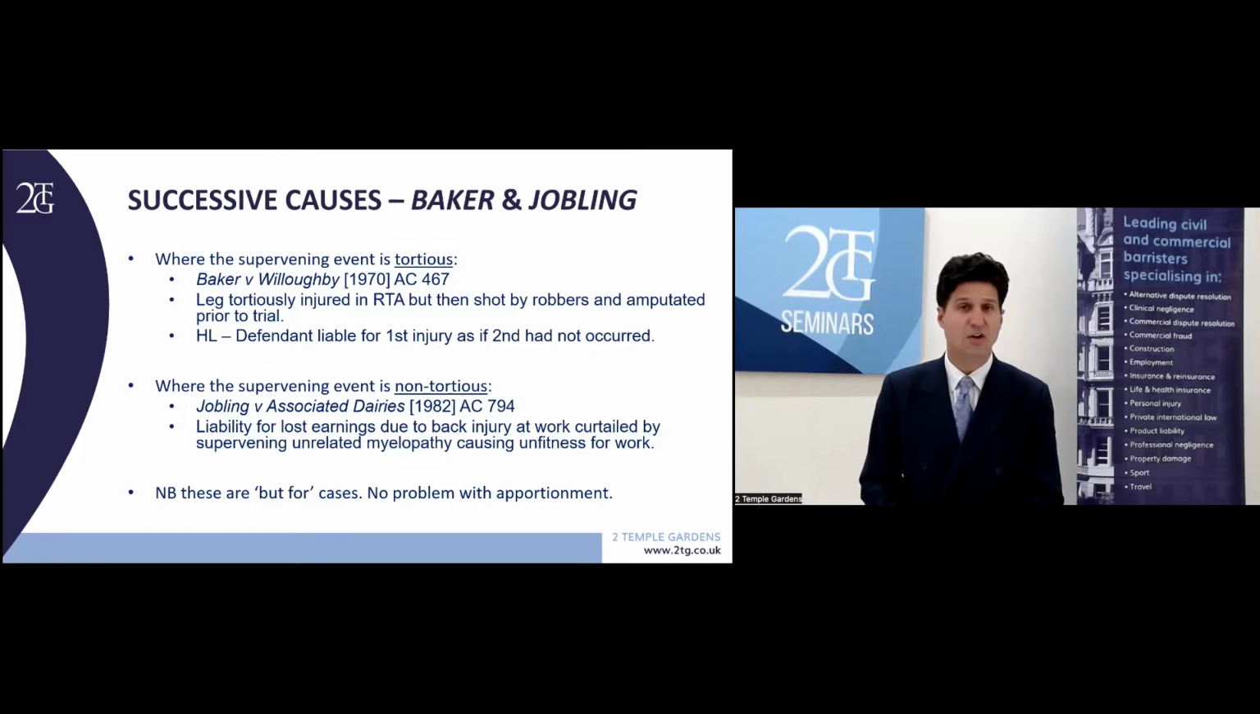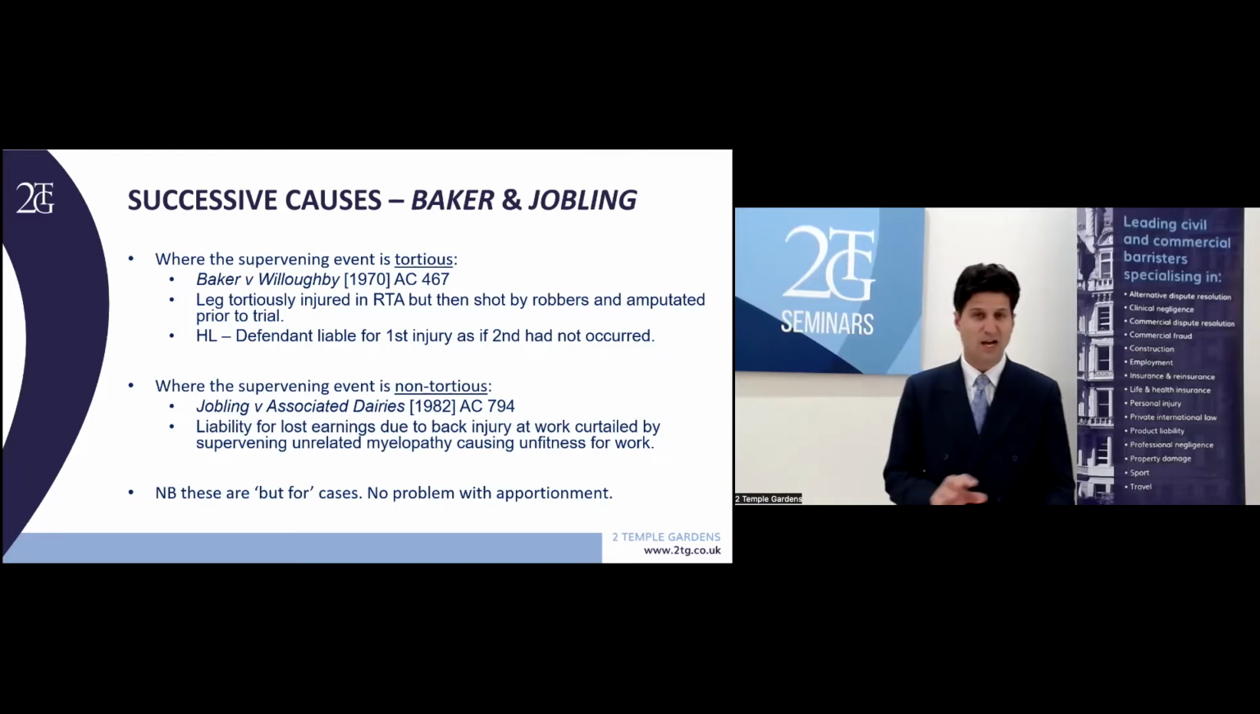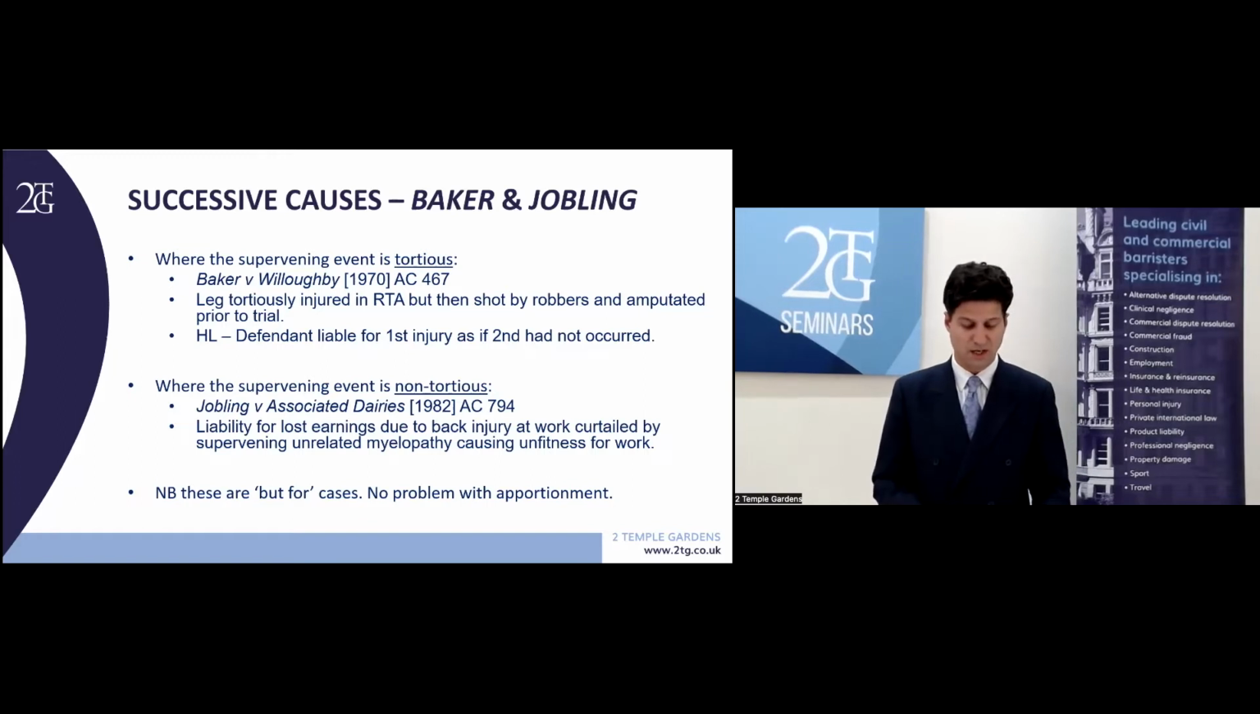Having mentioned concurrent causes, I feel I ought to mention also successive causes and the cases of Baker and Jobling. These are but-for causation cases. They aren't about uncertainty regarding what harm has been caused by each factor, but rather about how you deal with the second cause in time. And they are completely irreconcilable. In Baker, it was held that where the second cause is tortious, the defendant continues to be liable for the ongoing first injury as though the second had not occurred.